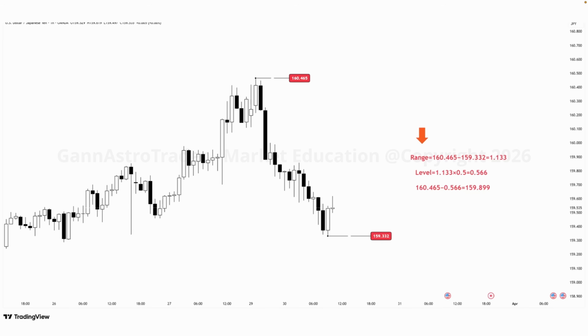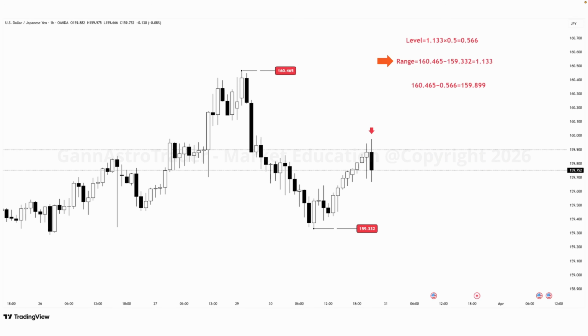To derive the retracement, we apply the cosine of 60 degrees to the range. 60 degrees represents a deep level of contraction, where half of the original movement is expected to remain. This allows us to calculate a structured reduction of the move. Multiplying the range by 0.5, we get a value of 0.566. This represents the amount of movement that will be reduced from the original expansion.